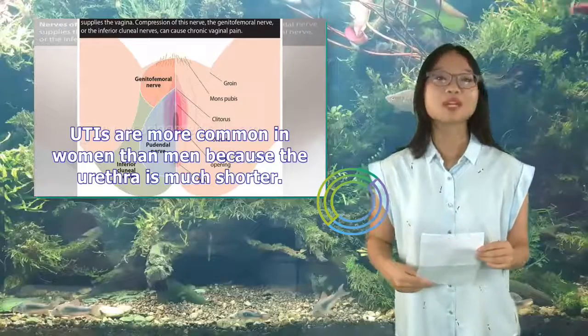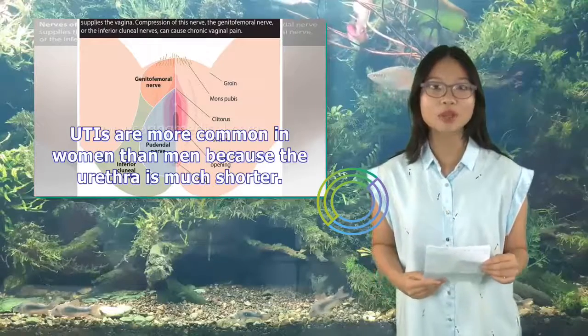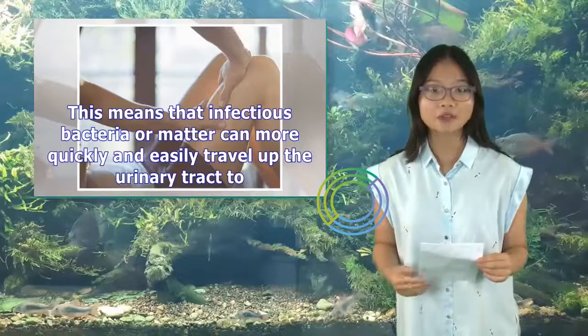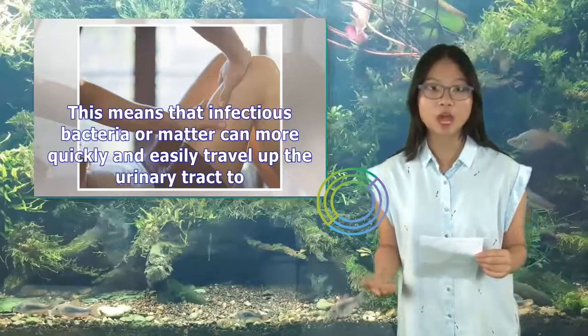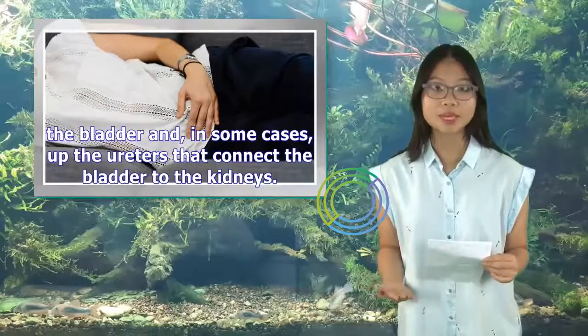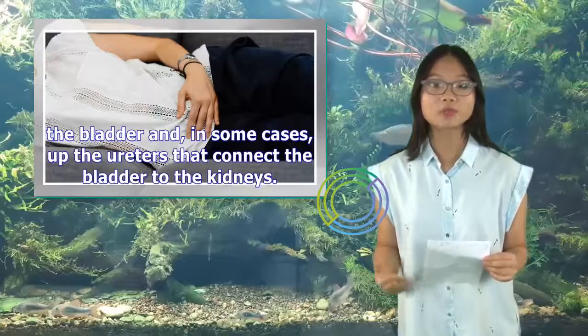UTIs are more common in women than men because the urethra is much shorter. This means that infectious bacteria or matter can more quickly and easily travel up the urinary tract to the bladder and, in some cases, up the ureters that connect the bladder to the kidneys.